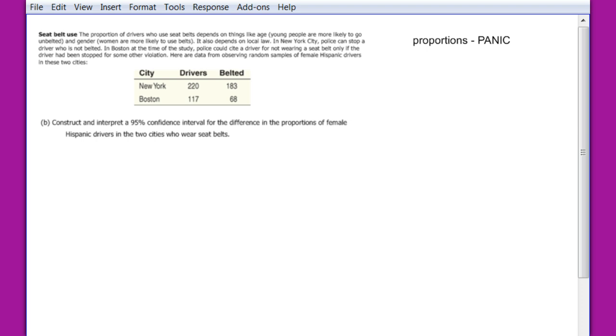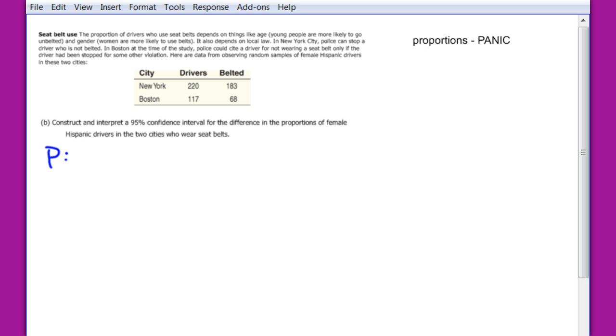Construct and interpret a 95% confidence interval for the difference in proportions of female Hispanic drivers in the two cities who wear seatbelts. So this is a problem where we're going to PANIC. Let's start with the P in PANIC. P is, what are your parameters? What are we trying to study?